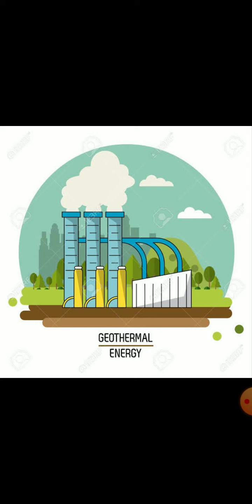Then what will happen? The steam which is generated will be trapped and routed through a pipe and sent to a turbine, and when the turbine rotates it produces electricity. So simple, right? So here we completed the discussion on geothermal energy.